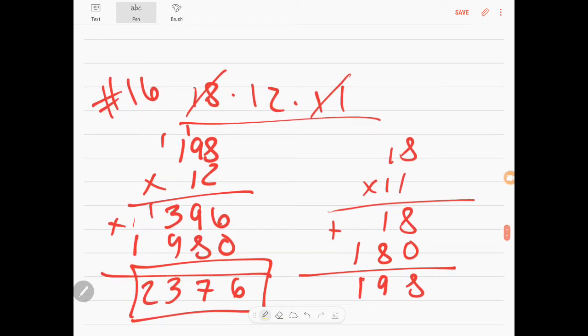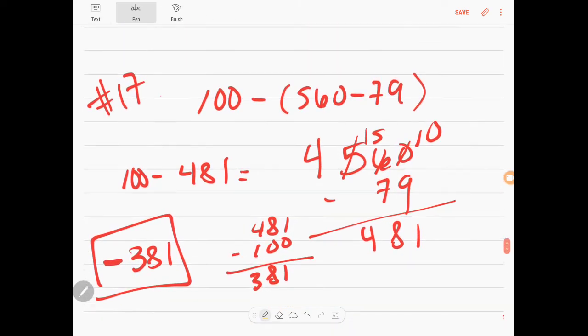Number 16, let me go back up. Number 16 is just a simple multiplication problem. We have 18 times 12 times 11. The first thing I did was 18 times 11. Now, if somebody can tell me what property I did, that will be great. And I'll give you extra credit if you can tell me what property I did, since I did 18 times 8. Once I do 18 times 8, the answer I get is 198. I must then take 198 times 12. Once I take 198 times 12, I get 2,376.